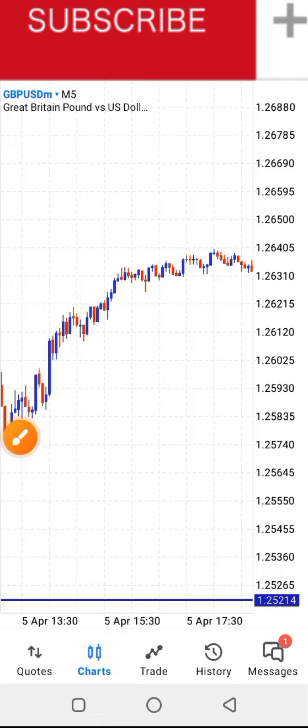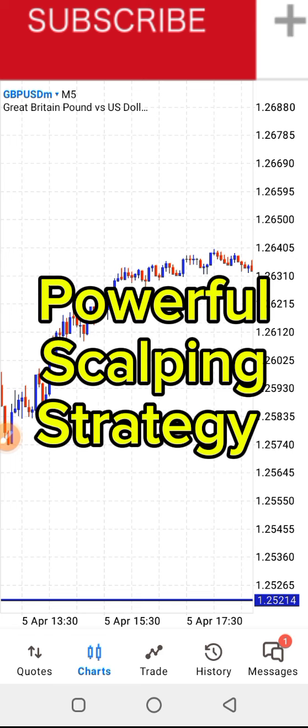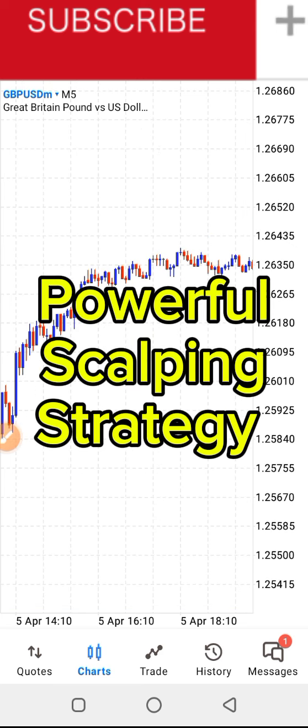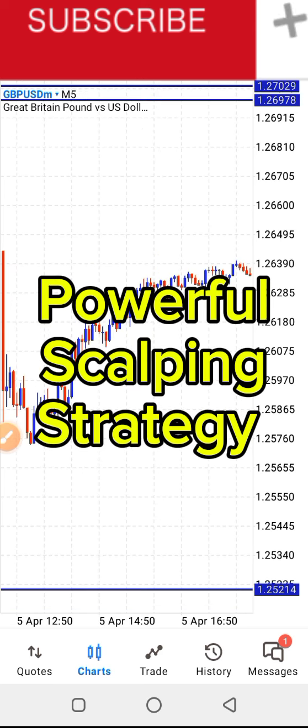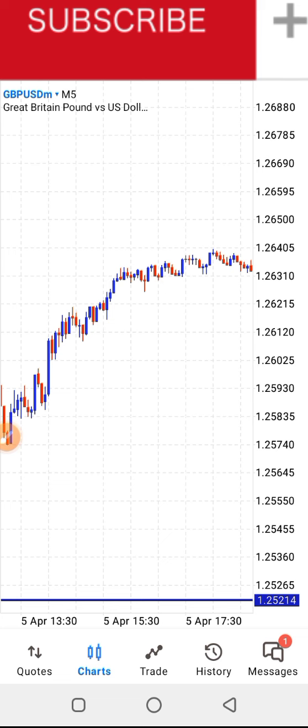So today I want to teach you a very powerful scalping strategy that plays out on a daily basis. Never will a day go by without this strategy playing out. So Monday through to Friday, anytime the forex market is open, is an opportunity for you to make money with this particular strategy. Let's get right into it.